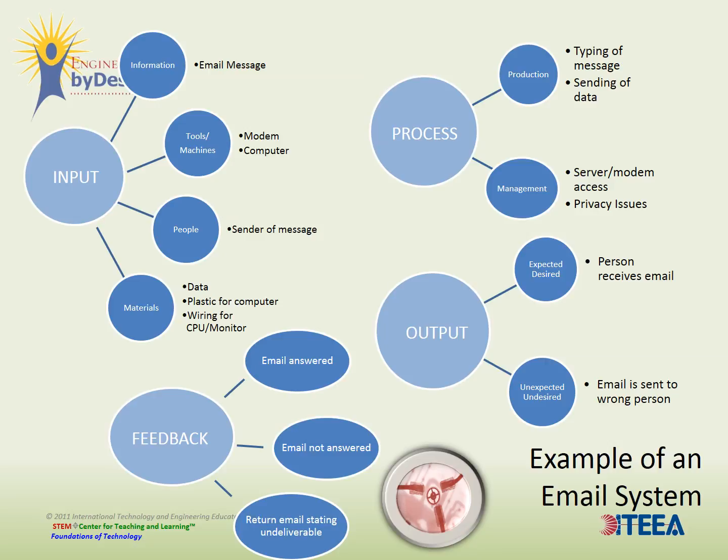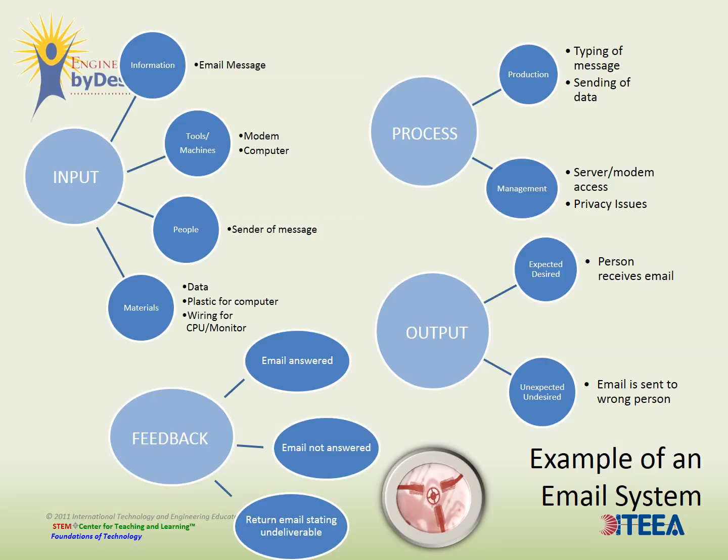So this is an example of an email system. You send the information in. You type in your message. The computer and the modem are sending something to the people who are getting the messages. And then you have your materials, which is your computer, your CPU, your monitor, your keyboard, touch screen, whatever you're dealing with.